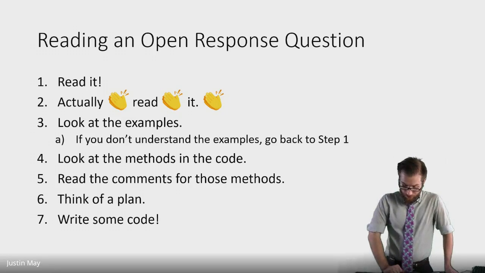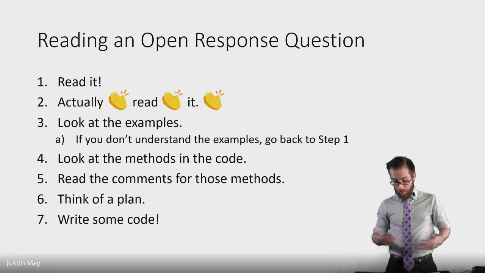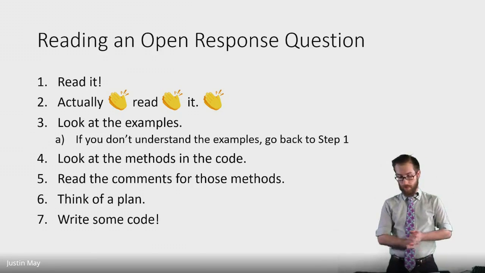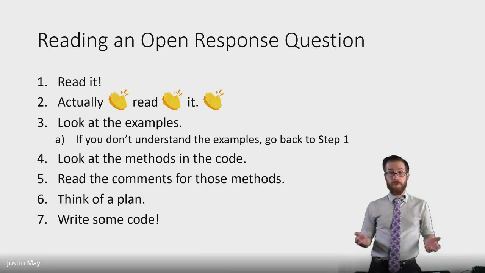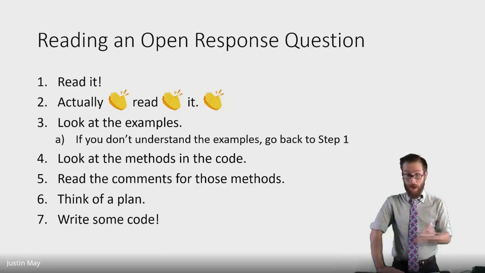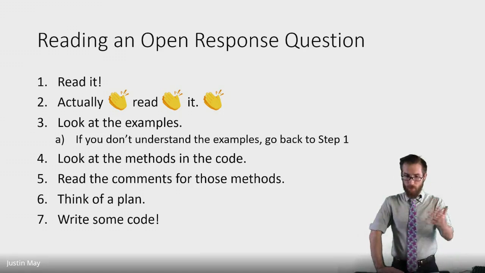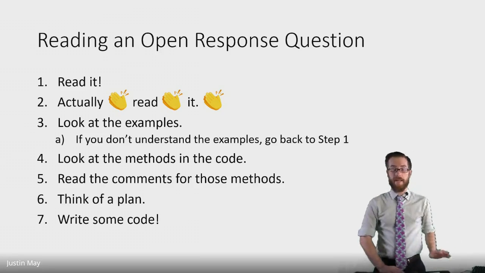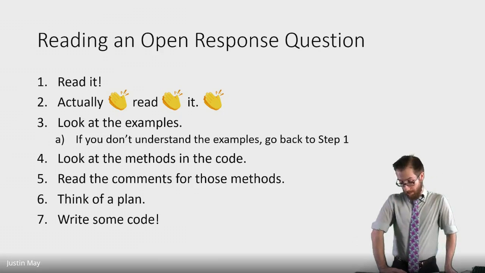Once you've read the comments and you've looked at the code and you've read the question, you want to come up with a plan. How are you going to approach your solution to this problem? Do you need to use the Humpty Dumpty algorithm or the Frankenstein algorithm or a searching algorithm? Are you going to need if statements? Are you going to need while loops? How many variables might you need? You want to think through what's your plan of action before you just start writing things. But once you have a plan, now it's time to write some code.